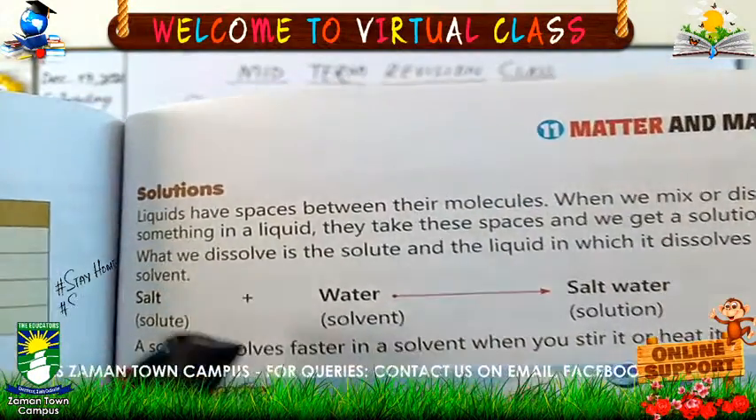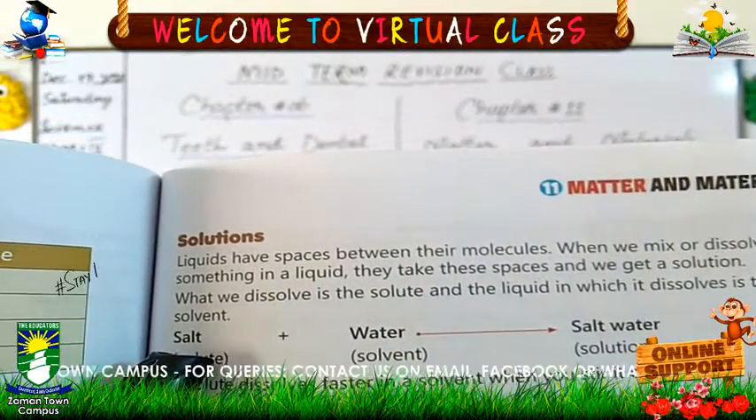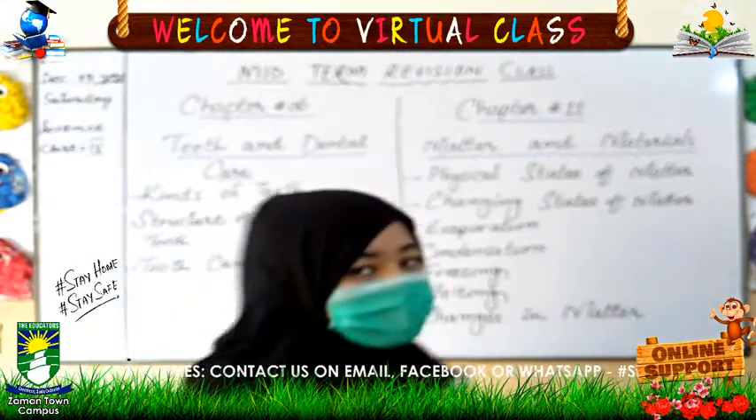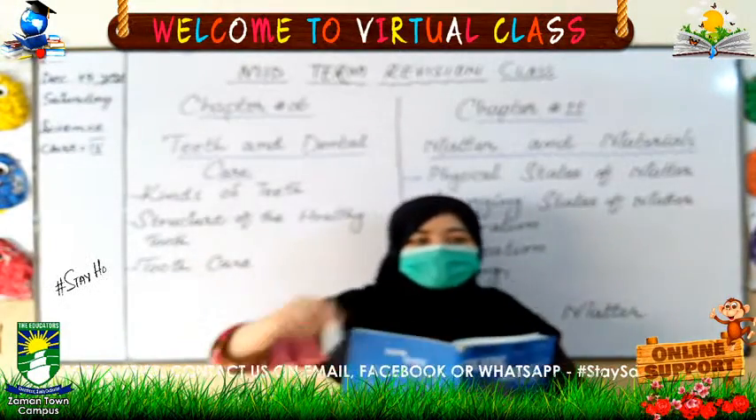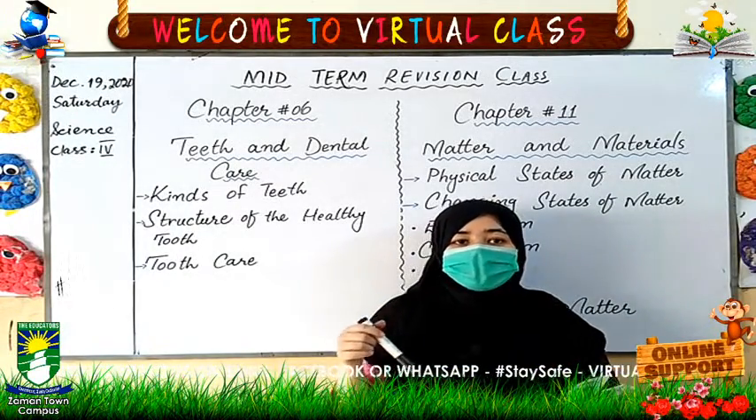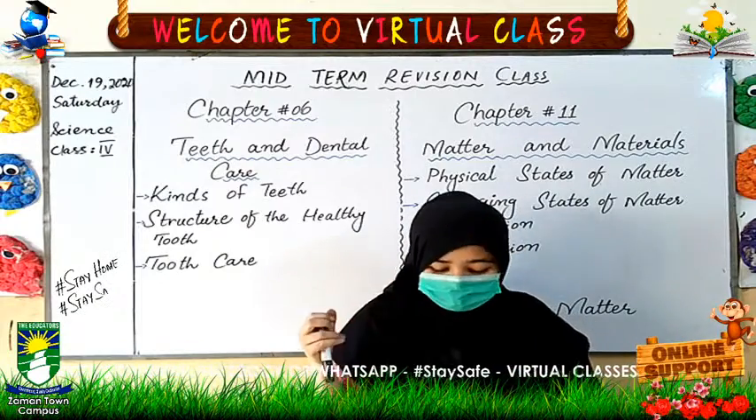A solute can be salt or sugar, and how can we dissolve it? We can dissolve a solute faster in a solvent if we stir it into the water, or we can heat them so that it melts and can easily dissolve in the water.